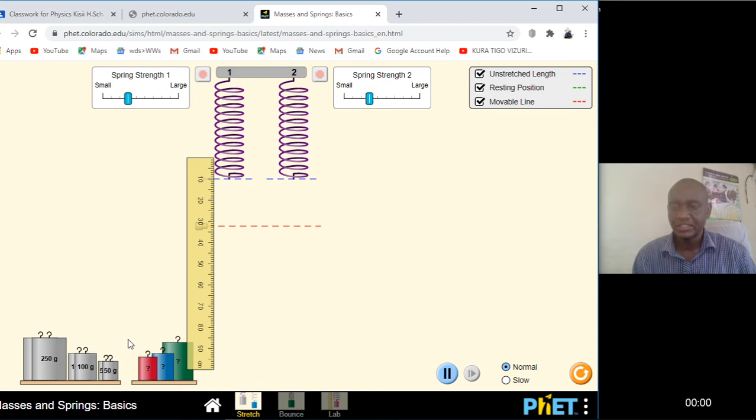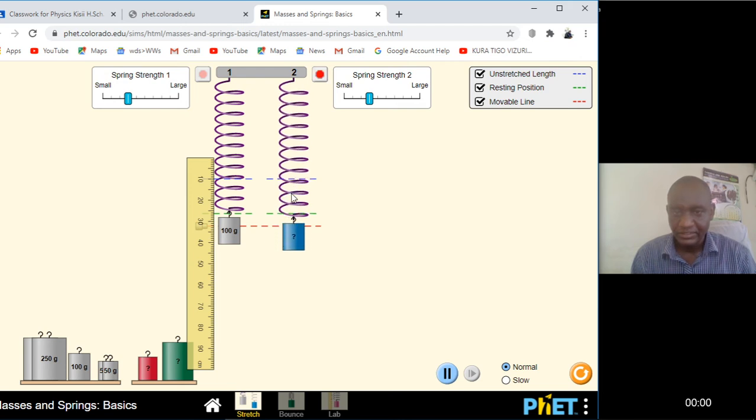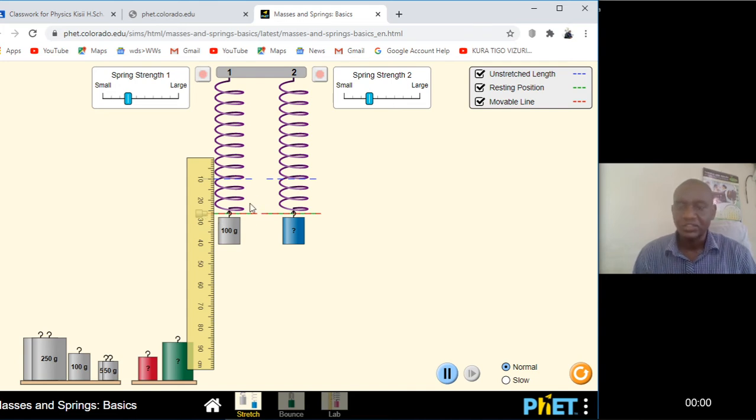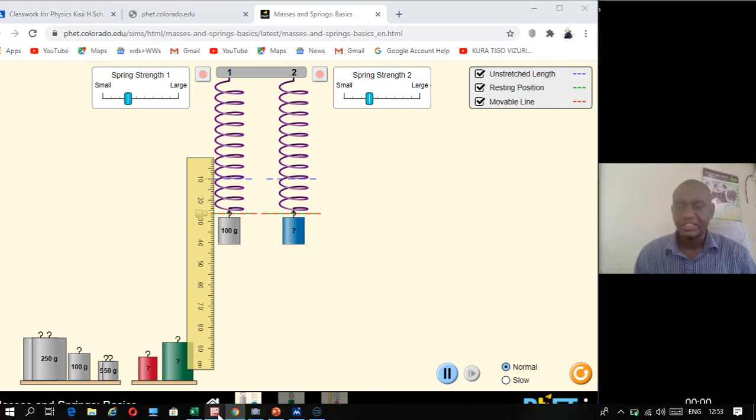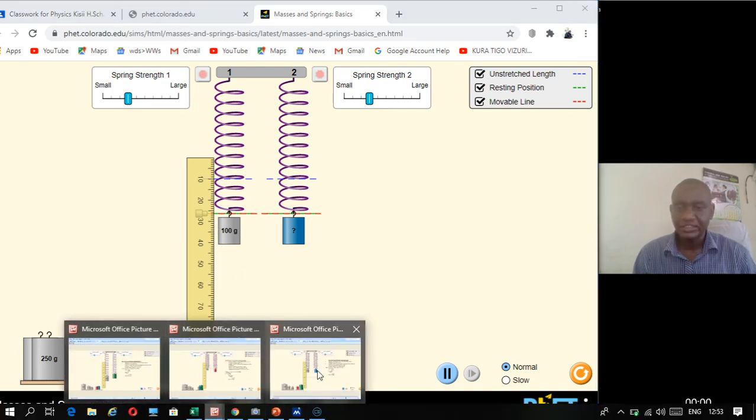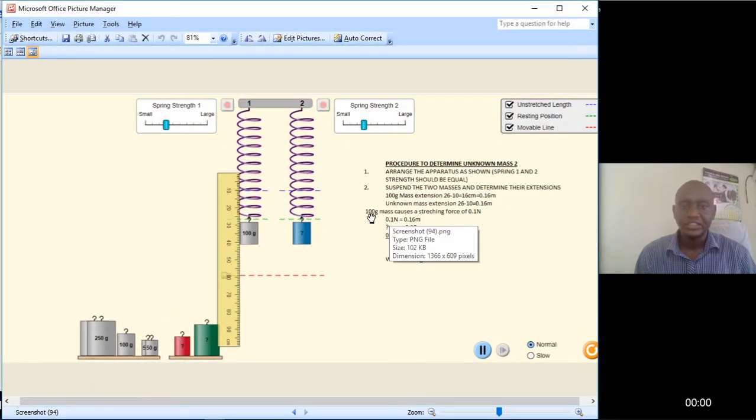Now in this one, I took 100 grams, hung it there, took another one, the same. I think the line is the same. Get the extension here. This line, you just use it to align across so that you can get the extension. When you look at this, the extensions look the same. Then we calculated, and this is what we obtained.